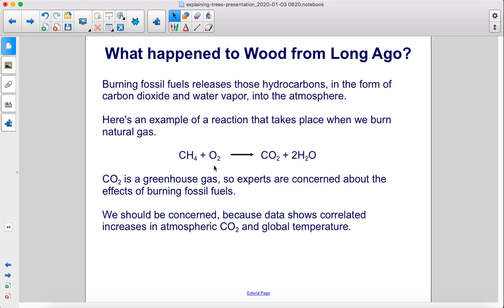Here's an example of a reaction that takes place when we burn natural gas. CH4 plus O2 forms CO2 plus 2H2O. CO2 is a greenhouse gas, so experts are concerned about the effects of burning fossil fuels. We should be concerned because data shows correlated increases in atmospheric CO2 and global temperature.